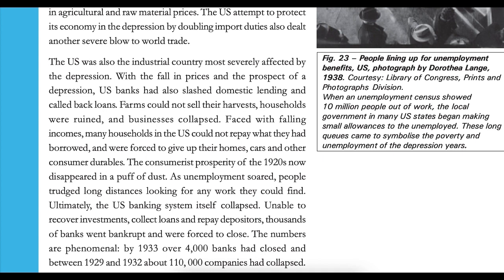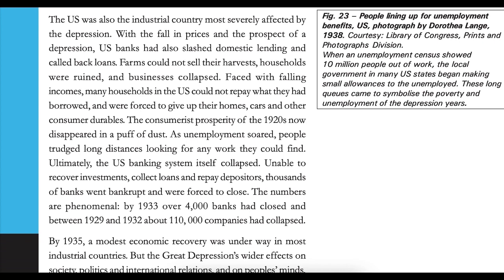The US was also the industrial country most severely affected by the depression. With the fall in prices and the prospect of depression, US banks had also slashed domestic lending and called back loans. Farms could not sell their harvest, households were ruined, and business collapsed. Faced with falling incomes, many households in the US could not repay what they had borrowed and were forced to give up their homes, cars, and other consumer durables. The consumerist prosperity of the 1920s now disappeared in a puff of dust.